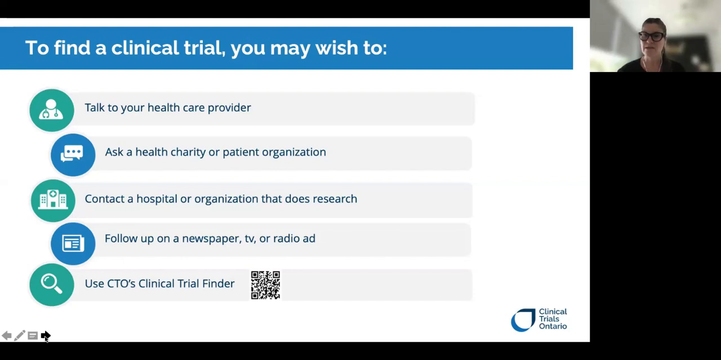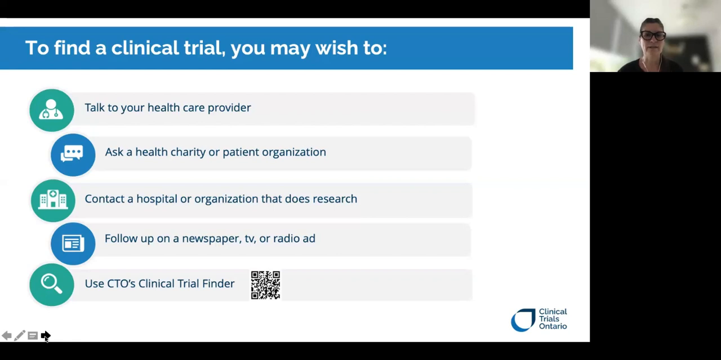You can also use Clinical Trials Ontario's Clinical Trial Finder. It pulls from a larger database that's based in the US, but that has a lot of global studies in it. And that's under the auspices of the National Institute of Health in the US. And that is www.clinicaltrials.gov. We're going to go there in a minute as well, because Erin has helped me pull up a trial, and we're kind of going to take a look at things through that too.